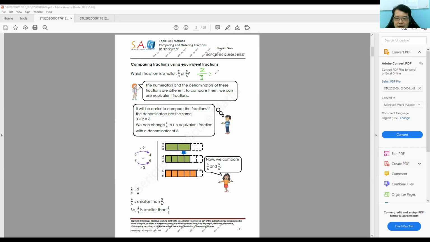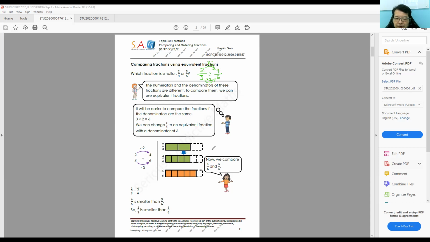To make them equivalent, you make the denominator 3 into 6. And how do you do that? You multiply. So 3 times 2 equals 6. When you convert equivalent fractions, remember, you need to multiply. When you multiply the denominator by this number, in this case 2, you need to do the same thing with the numerator. So it's times 2 as well. So 2 times 2 equals 4/6.